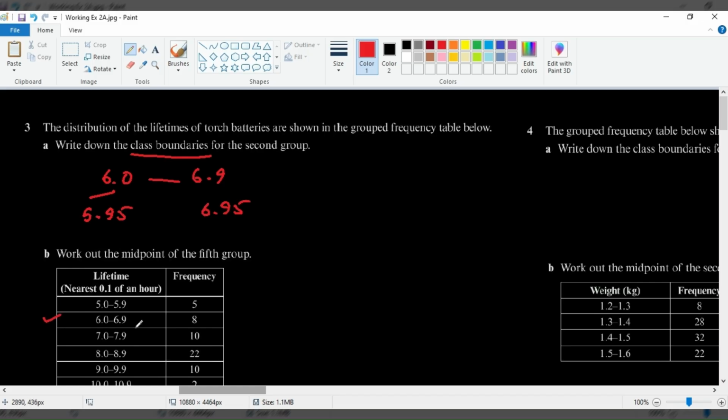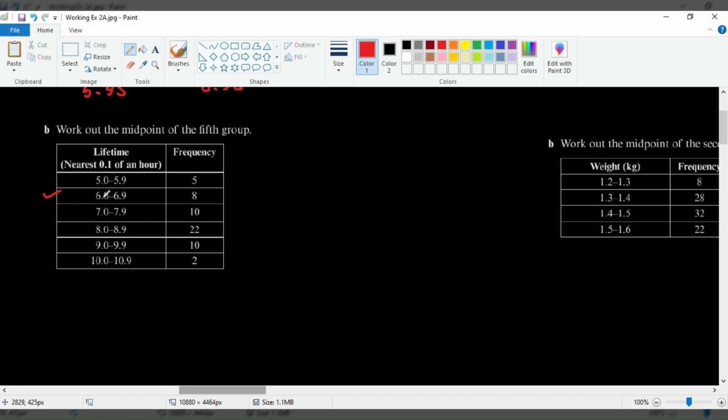This one we are talking about. And when it comes to working out the midpoint of the fifth group, let's count: 1, 2, 3, 4, 5. This one we are talking about. So in here, what we do is the lower and upper, we will add together 9.0 and 9.9. These are going to be added together and has to be divided by 2. So when we add them together, we get 18.9. So this is going to give us 9.45, which is going to be the midpoint of the fifth group.